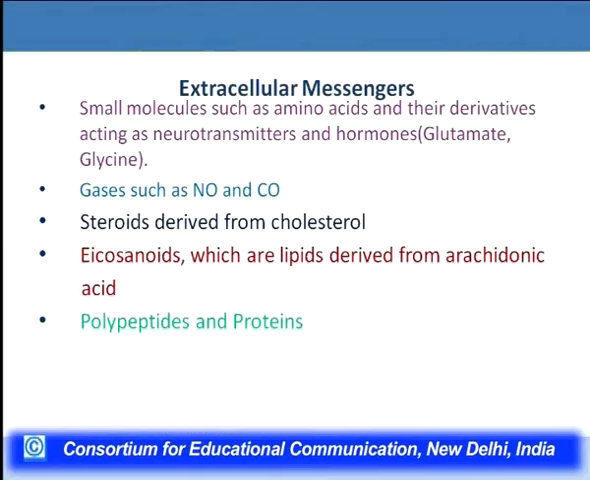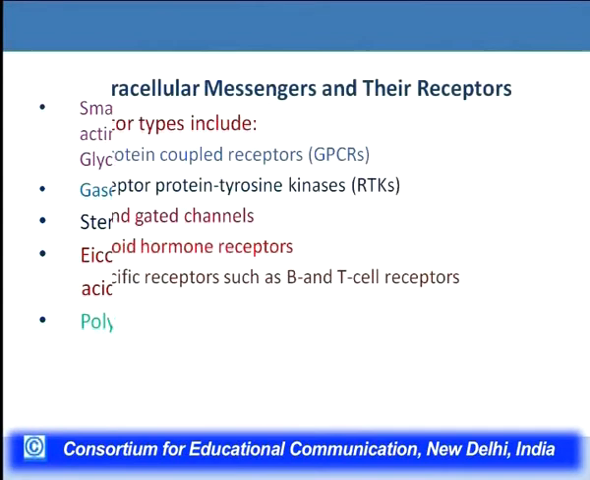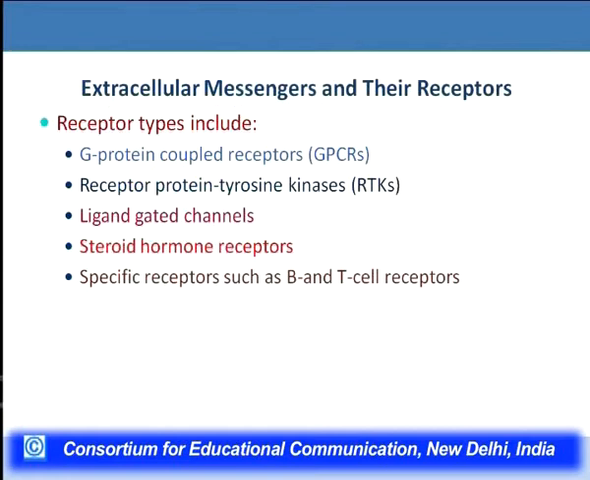So there are a number of messenger molecules which can go and bind to receptor molecules on the cell surface, and these, as we already know, are amino acids and their derivatives like neurotransmitters and hormones. There are gases like nitric oxide and carbon monoxide. There are steroids which are derived from cholesterol. There are steroid hormones. There are eicosanoids which are derived from lipids, arachidonic acid. And there are a number of polypeptides and proteins which can act as messenger molecules which go and bind to the receptors. And the receptor, of course, there are different types because there are different types of messengers.